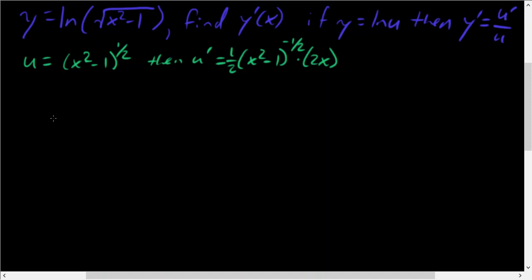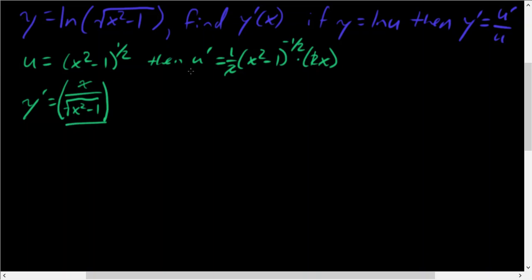That's all it takes. So y prime then is equal to u prime. Well, let's simplify it. The 2 and the 1/2 reduce, so those guys are gone. Then I've got x over root x squared minus 1. If you guys recall, the negative 1/2 just simply places this in the denominator. The 1/2 power is the same as a square root. Okay, that's u prime.